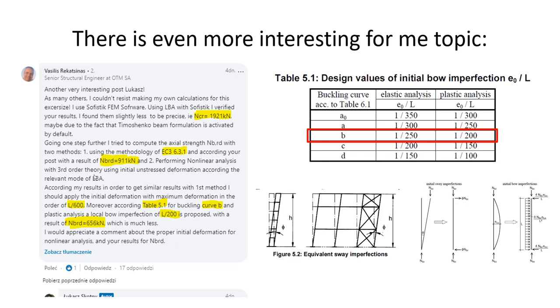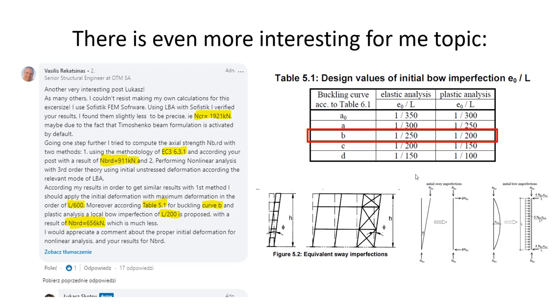He was using third order theory. In my opinion, for that example, there's no need to use third order big deflection theory, but let's leave that. The problem here is that it is table 5, which is very conservative, and in general the utilization will be much higher than in the classical approach, general method, or other imperfections. So this is very conservative.